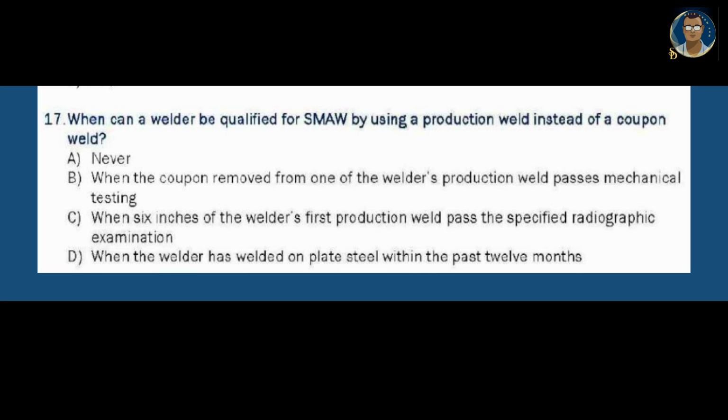Question 17. When can a welder be qualified for SMAW by using a production weld instead of a coupon weld? Option A is never. Option B, when the coupon removed from one of the welder's production welds passes mechanical testing. Option C, when 6 inches of the welder's first production weld passes specific radiographic examination. Option D, when the welder has welded on plate steel within the past 12 months. So the right option will be option C, when 6 inches of the welder's first production weld passes the specific radiographic examination.